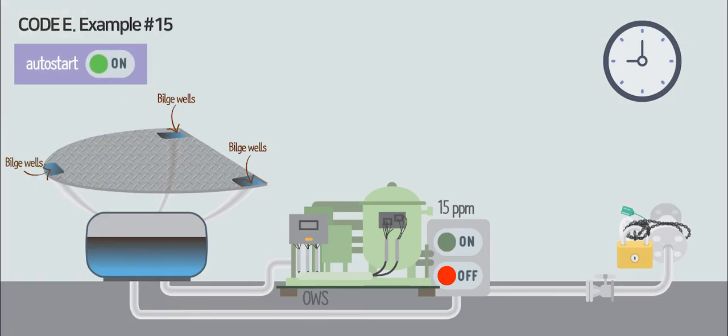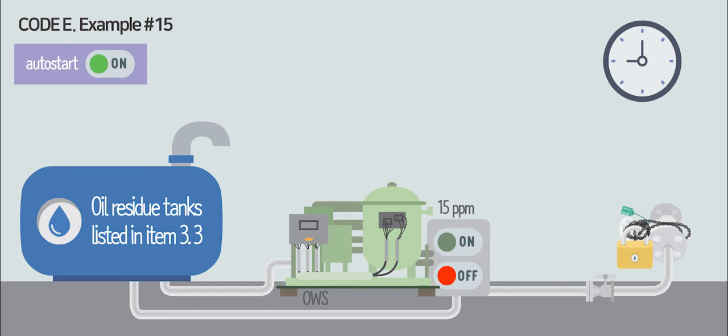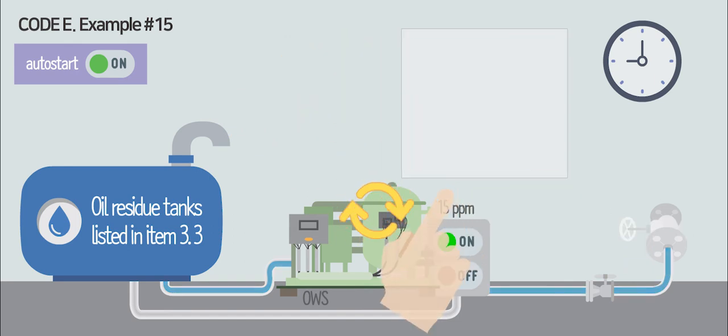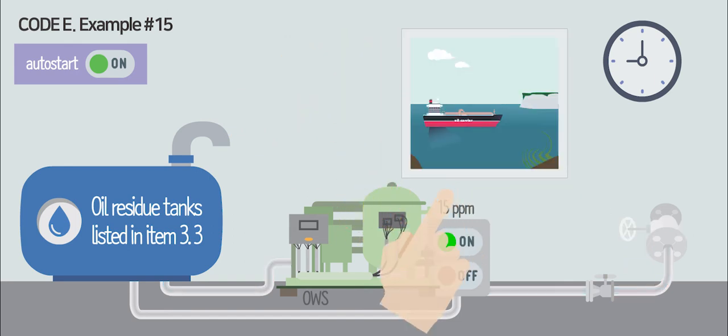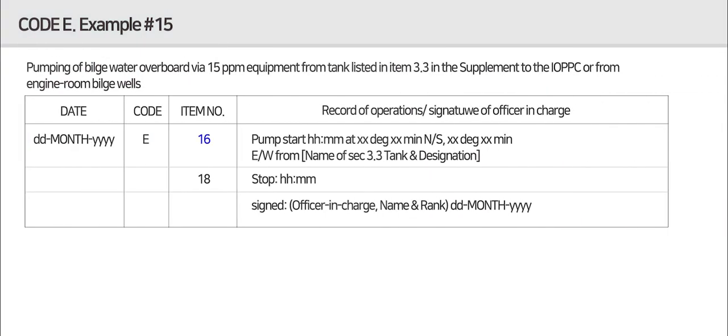Example 15. In case of pumping of bilge water overboard via 15 ppm equipment from tank listed in Item 3.3 in the supplement to the IOPPC, or from engine room bilge wells. Item 16. Start time for pumping, and ship's position and name of tank. Item 18. Stop time are recorded using Code E.